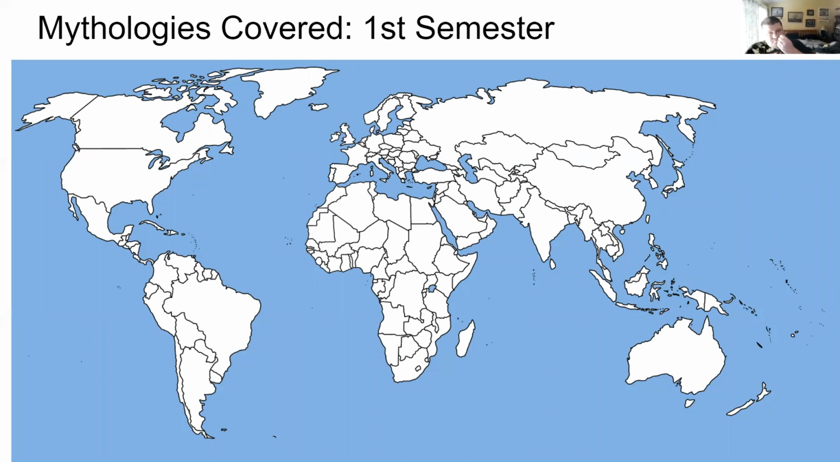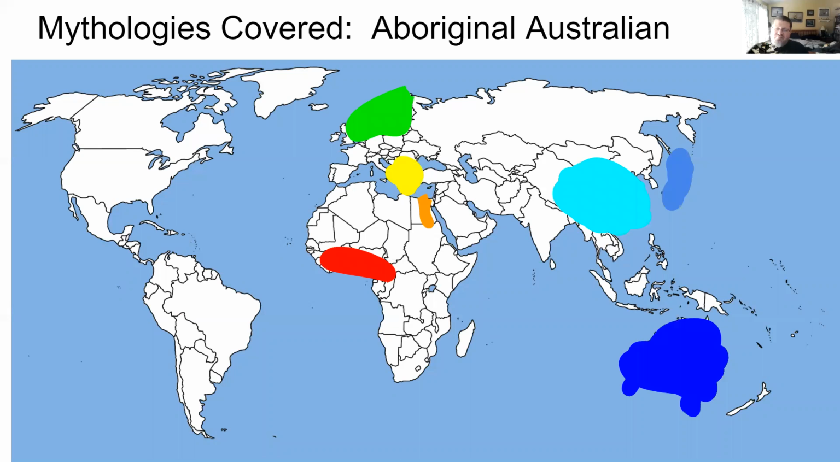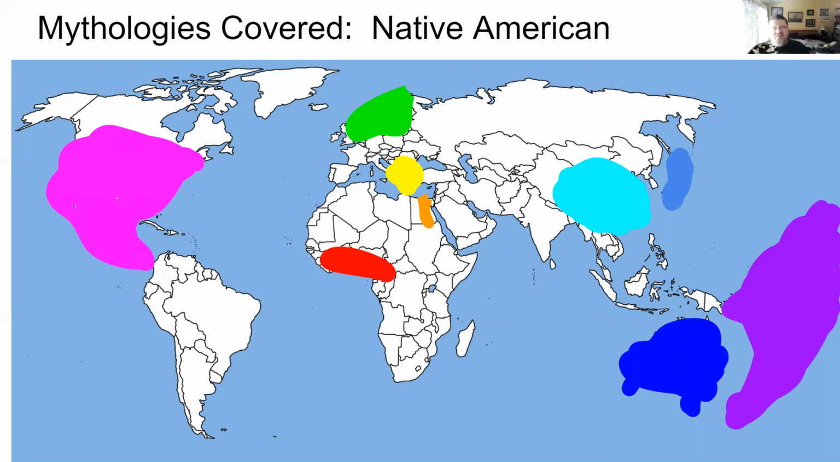The mythologies that we cover first semester include the Yoruba, Egyptian, Greek, Norse, Chinese, Japanese, Aboriginal Australian, Polynesian. When we cover Native American, it's basically everywhere from tribes in what's now Canada down to the Miskito that are down almost into northern Colombia. So we're going to cover a lot of the smaller Native American tribes.